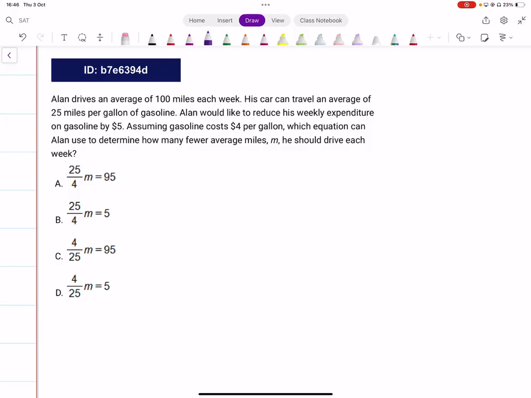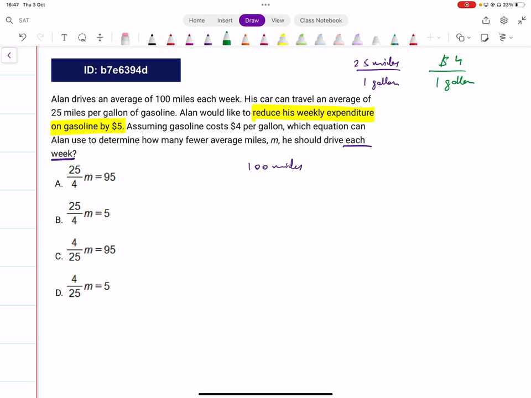Okay, now how do we think about this? He drives 100 miles each week. And at the end, we want the number for each week. So we have 100 miles in total. Keep that in mind. His car can travel an average of 25 miles per gallon. So this is one conversion factor that we have. Let me just write that here. 25 miles per 1 gallon. He wants to reduce the expenditure by $5. Assuming gasoline costs $4 per gallon, so we have $4 per 1 gallon.